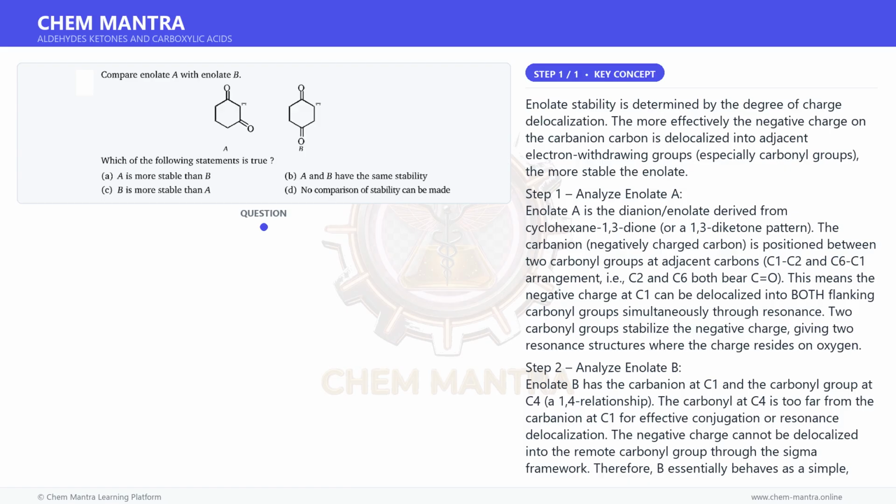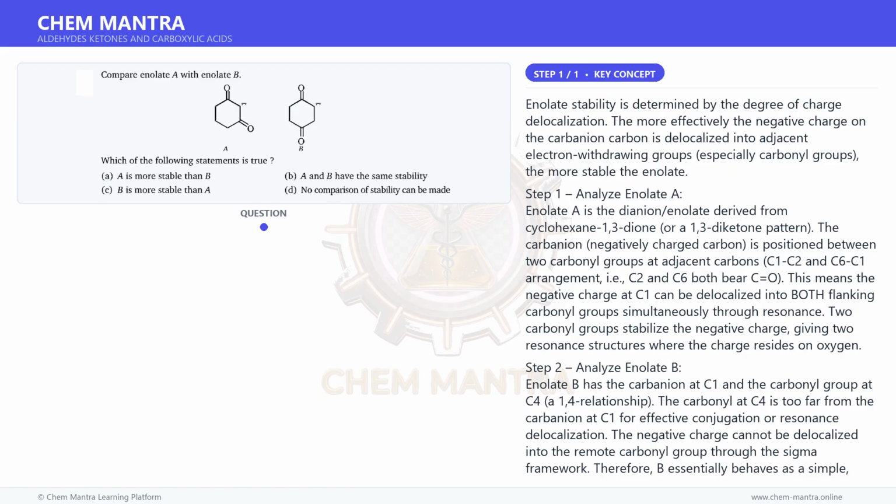Step 3. Compare. Enolate A has two adjacent carbonyl groups that both participate in resonance stabilization of the negative charge, dramatically lowering the energy of the enolate. Enolate B has no effective resonance stabilization because the carbonyl is too far away, a 1,4 relationship, not conjugated. Therefore, A is far more stable than B.